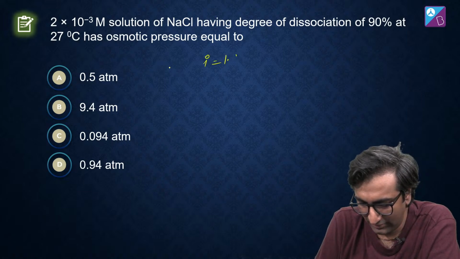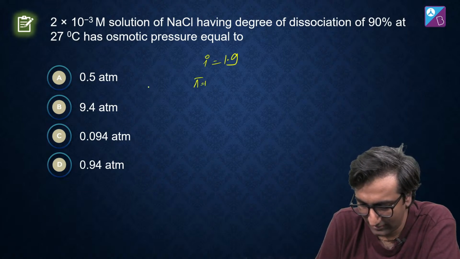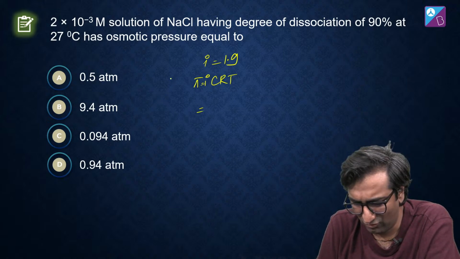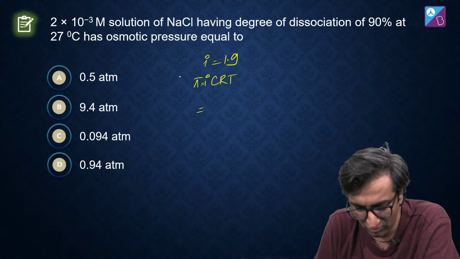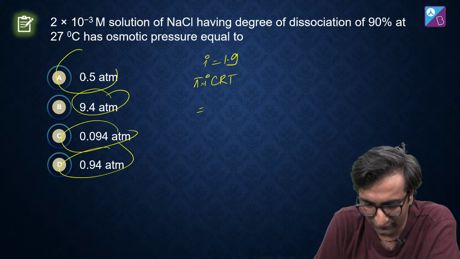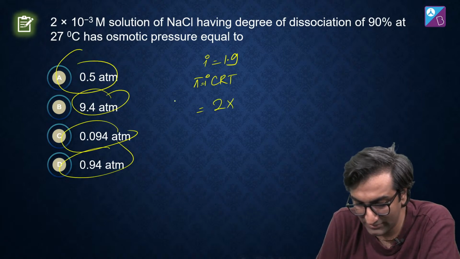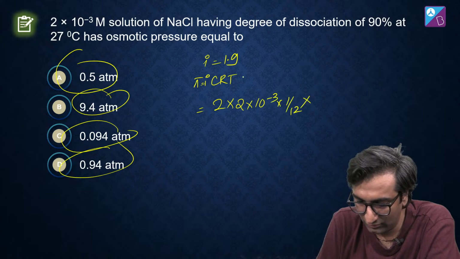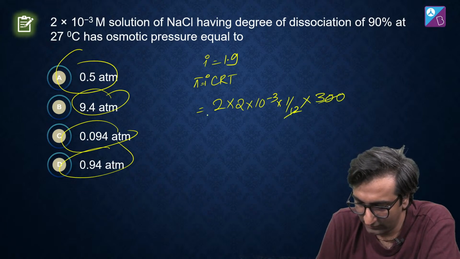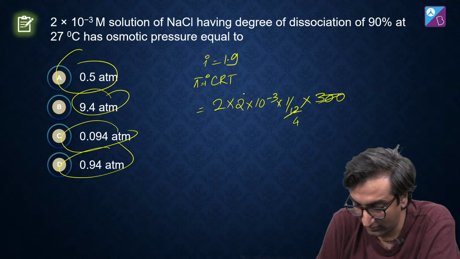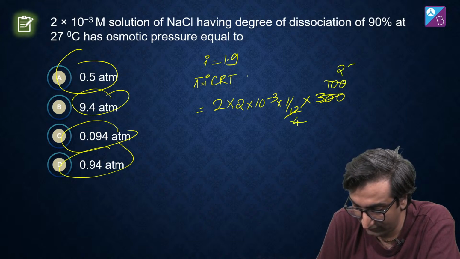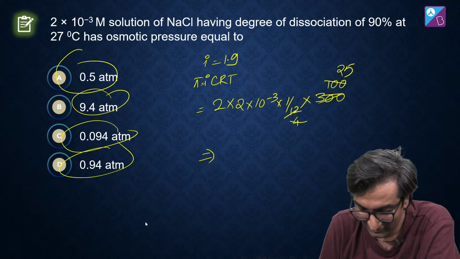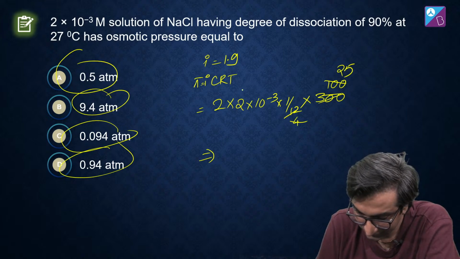I is 1.9, pi is ICRT. So actually मैं दो भी लेके कर ही सकता हूँ. I know I'm a little shameless here, but let's just take 2 because look at the options. They're so far off. So I can even take it as 2 and still get the answer. 2 into 2 into 10 power minus 3 into 1/12 into 300. This becomes what? This becomes 3 times 25. So ये कितना हो गया? 25 into 4, ये हो गया 1. This is 1, right? This is exactly 1, I think.